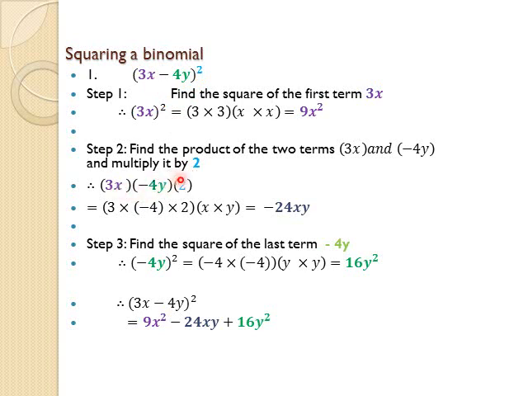So 3 times negative 4 times 2, x times y gives me minus 24xy. For the last term, we find the square of negative 4y. So negative 4 times negative 4, y times y, negative times negative is positive, 4 times 4, 16, y squared. So in short, that can be written straight as 9x squared minus 24xy plus 16y squared. So 3 times 3, 9, x times x, x squared. 3x times negative 4y gives me negative 12xy, times 2, negative 24. Negative times negative is positive, 4 times 4, 16, y times y, y squared.